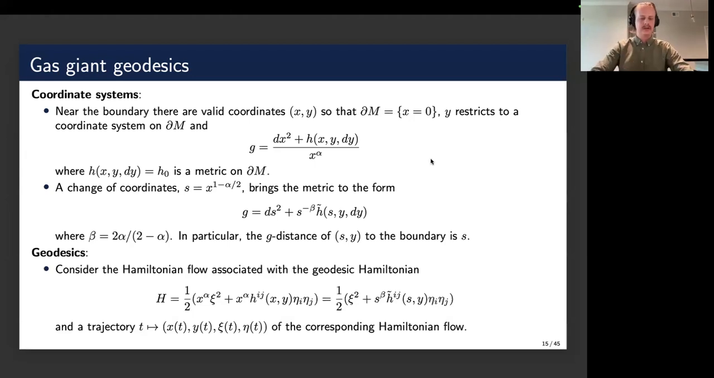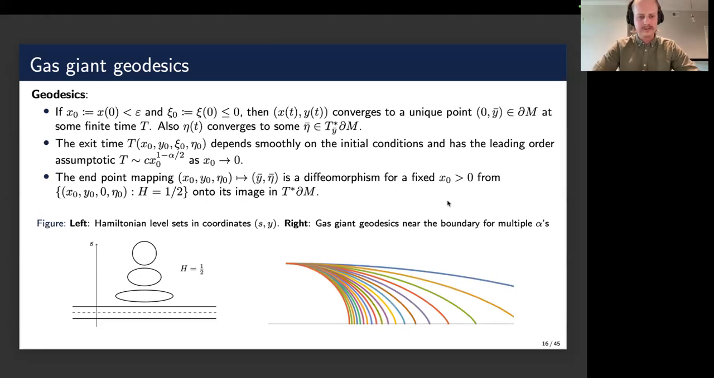Then let's look at a little bit about geodesics on gas giants. We can consider the geodesic Hamiltonian, which in these sets of coordinates can be written either in this way or in this way. And I will talk about trajectories of the corresponding Hamiltonian flow on the next slide. We will divide them into components according to these coordinates, where psi corresponds to x and eta is a covector that corresponds to y. Good. Okay.